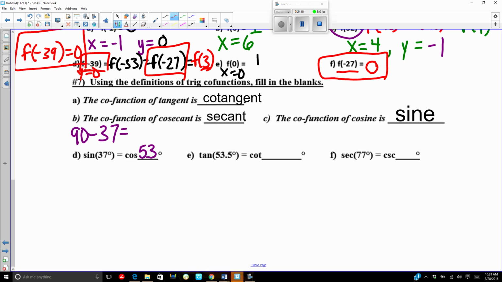Here's how to make sure you've got it right on the test, though. Put your calculator in degree mode and type in the sine of 37. If you type in the sine of 37, you get about the decimal 0.601.